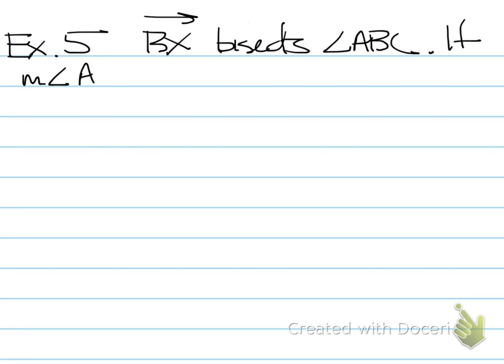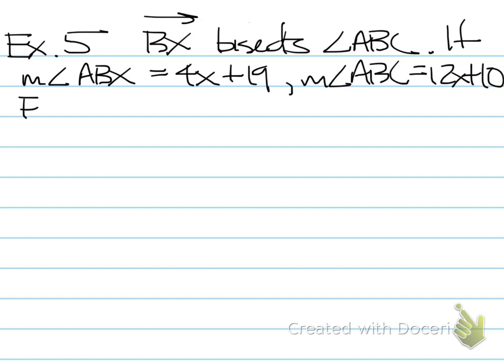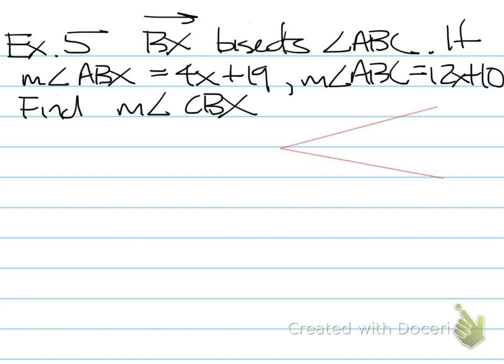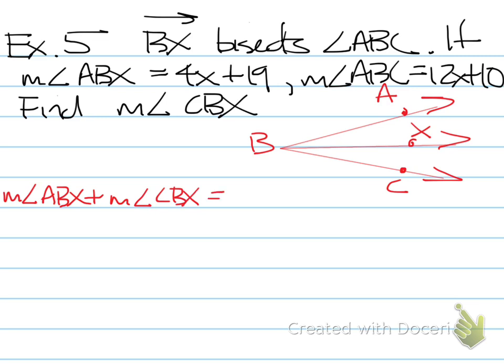All right, lastly, in this example, we're told that ray BX bisects angle ABC, so we should start with a figure. All right, in this figure, ray BX is bisecting angle ABC. So I could set this problem up as angle ABX plus angle XBC equals angle ABC using the angle addition postulate.